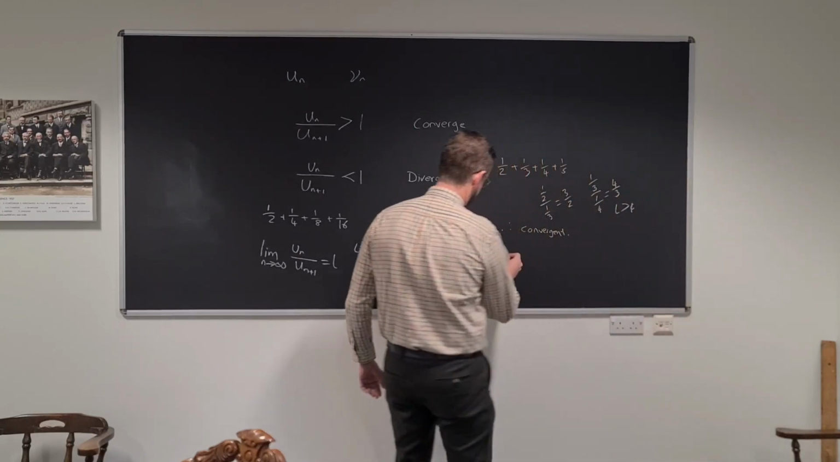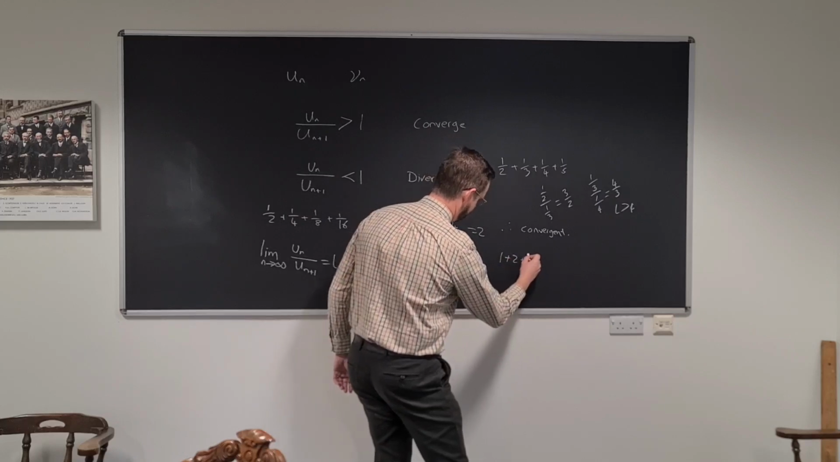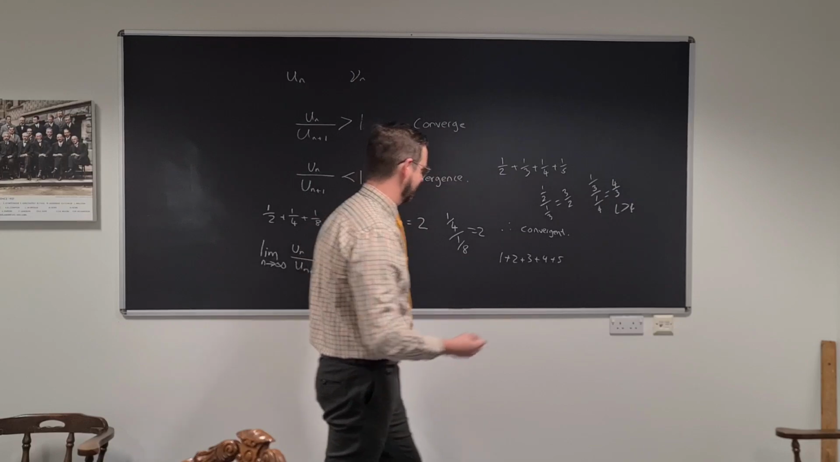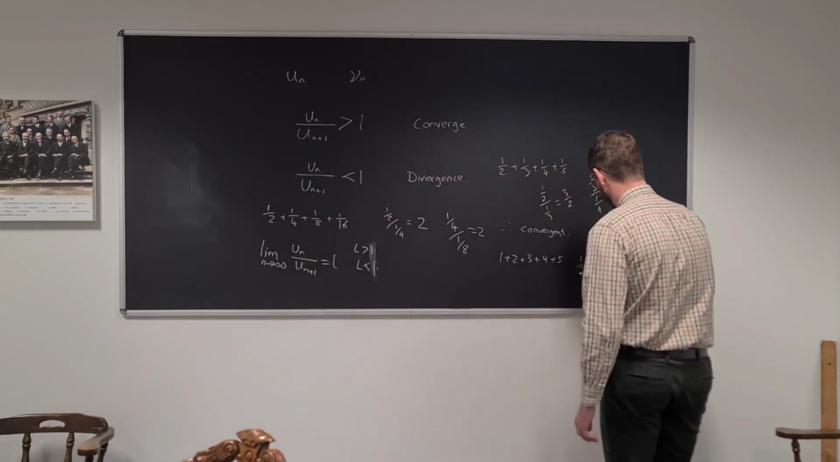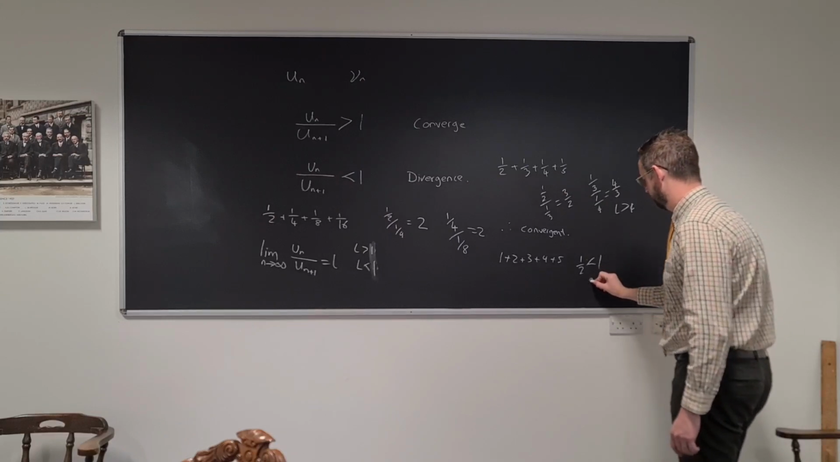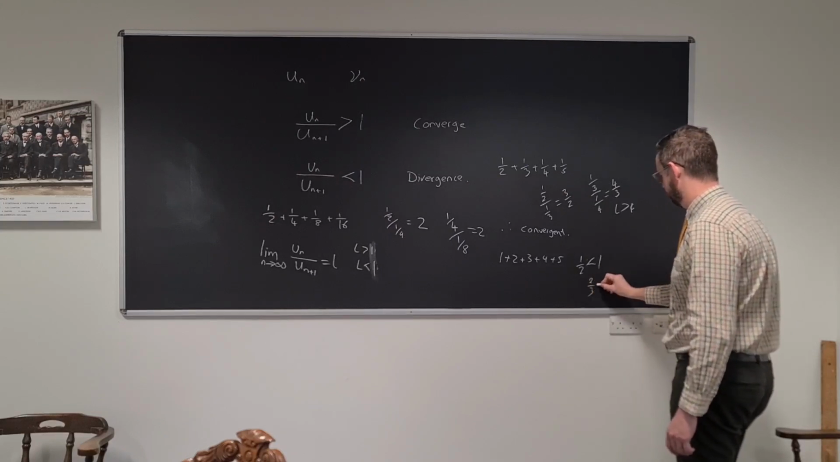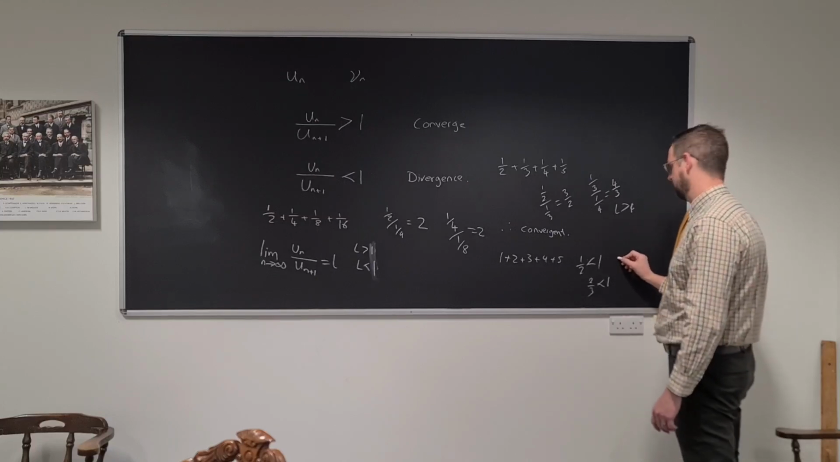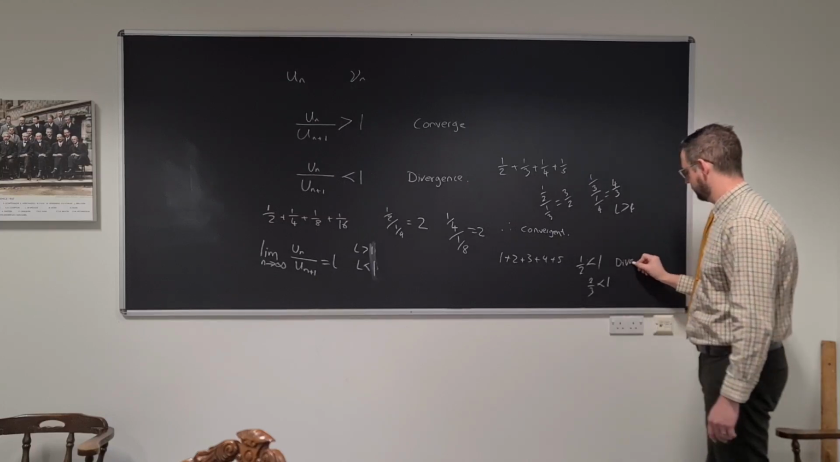What about 1 plus 2 plus 3 plus 4 plus 5? Let's have a little look at that. 1 divided by 2 is less than 1, and 2 divided by 3 is less than 1, and so all of these are less than 1, therefore this is divergent.